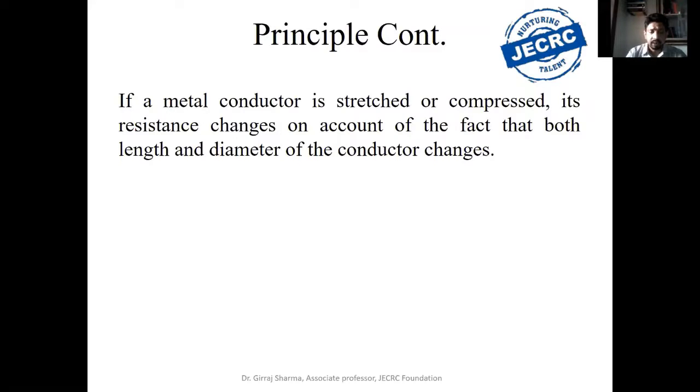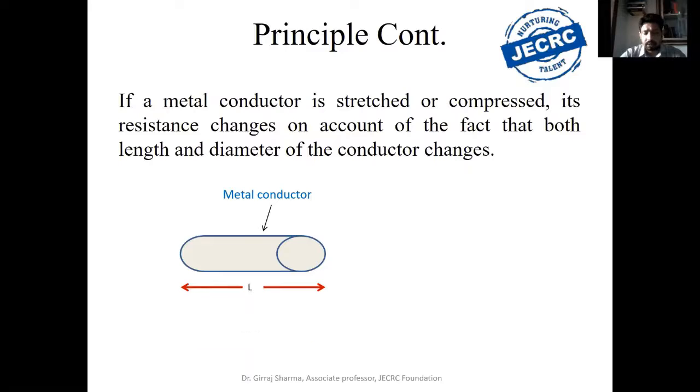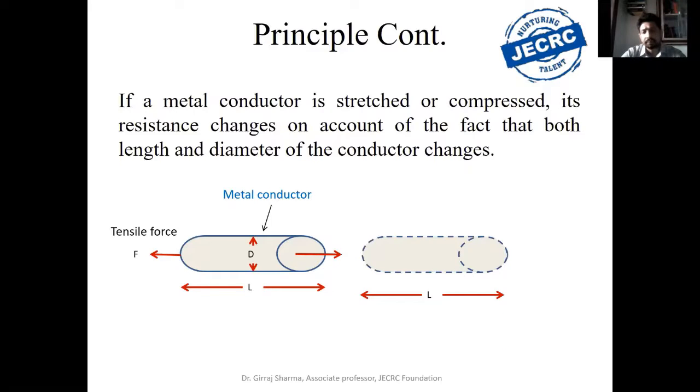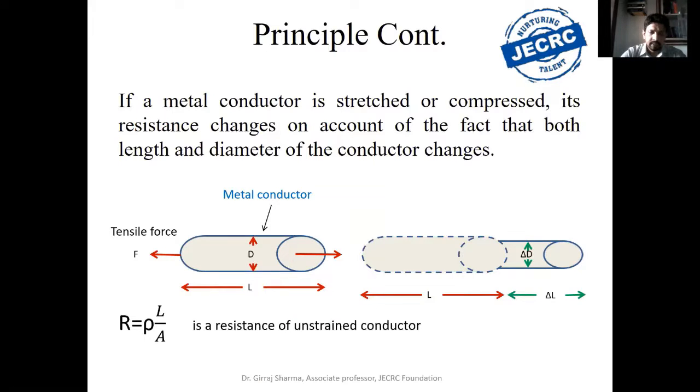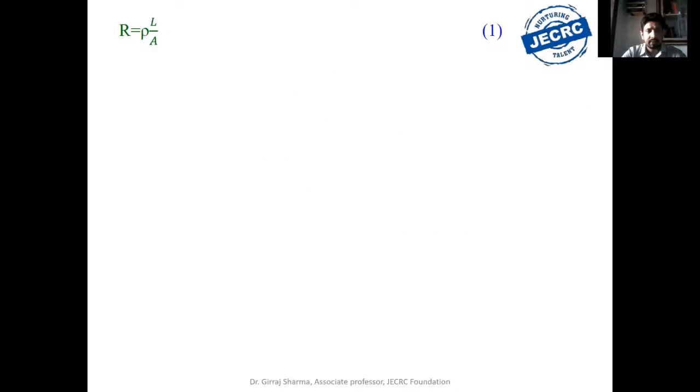Now, in order to derive the expression for the gauge factor, let us consider a metal conductor. In this metal conductor, the original length was capital L and the diameter was capital D. If we apply a tensile force F in this direction, then the length changes from L by delta L, and the diameter also reduces. Suppose the change in the diameter is delta D. We know the original resistance of this metal conductor is equal to rho L by A. Let us call this equation number 1, R equals rho L by A.